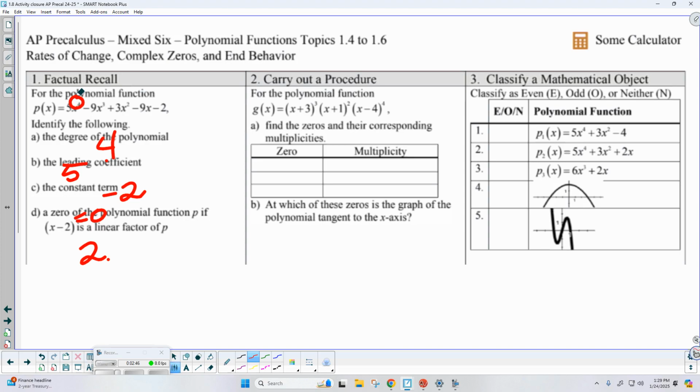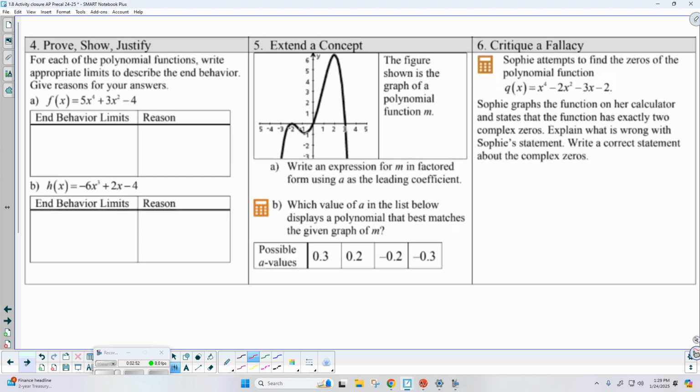What next? 6. 6 is a good one. Okay. Now 6, it says Sophie attempts to find the zeros of the polynomial function x to the 4th minus 2x squared minus 3x minus 2. Sophie graphs the function on her calculator and states that the function has exactly 2 complex zeros. Explain what's wrong with Sophie's statement. Write a correct statement about the complex zeros.